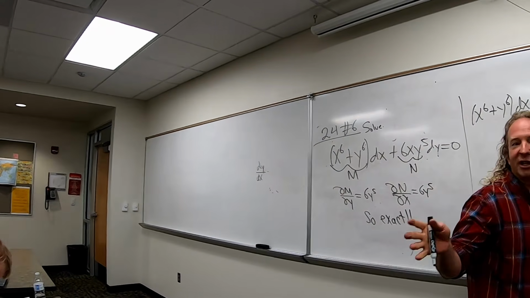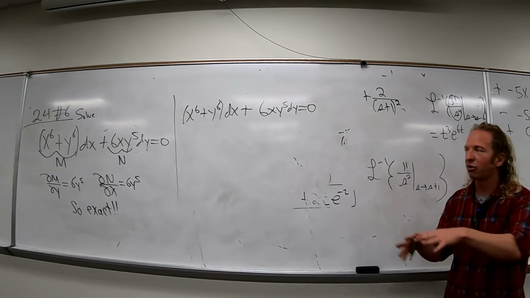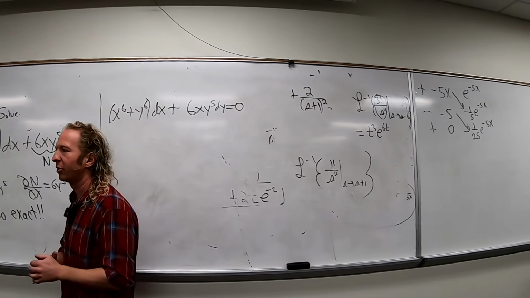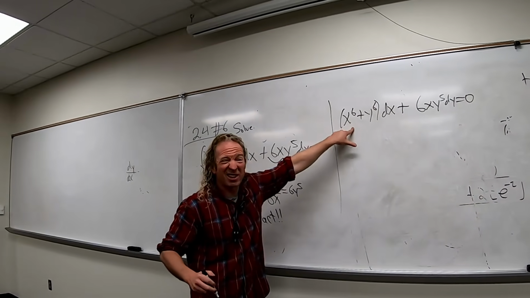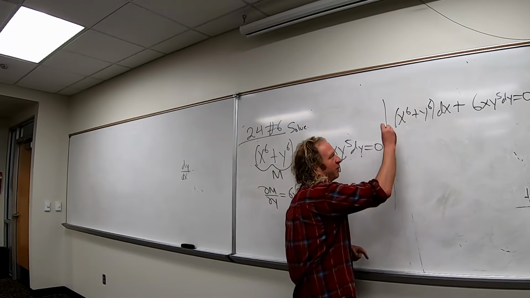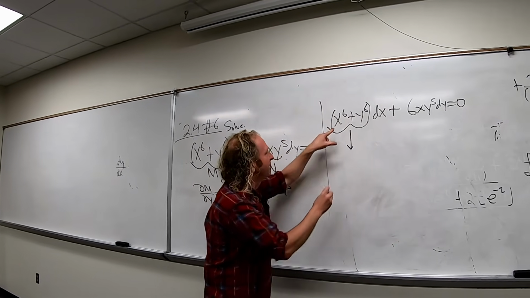For those of you that walked in late, on the test it will say explicit solution. Don't worry about solving for y. Just implicit is okay. So, integrate this with respect to x. So it'll be x to the 7.